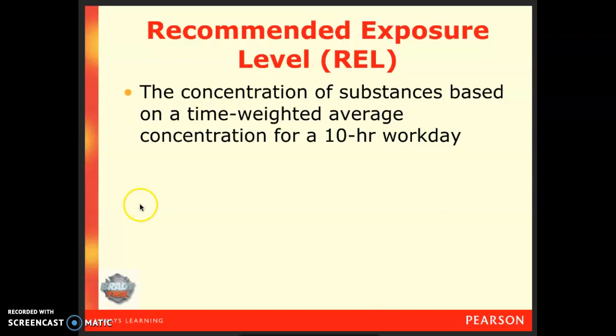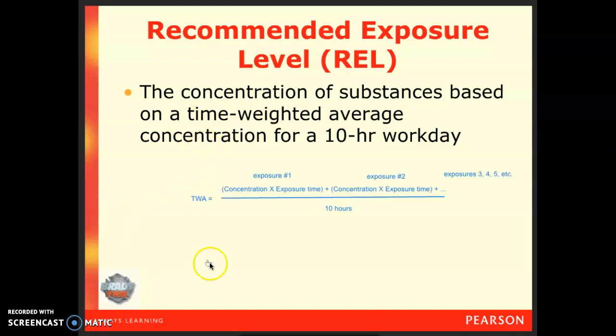But the equation that you use to do the time-weighted average is exactly the same. So notice the equation is incredibly similar. We've got our time-weighted average, we've got our exposure concentration multiplications, and we're adding together each exposure, but we're dividing by 10 hours instead of just 8. And so those are all of the different exposure limitations and dosage calculations that are associated. We'll talk more about specific toxins next time.